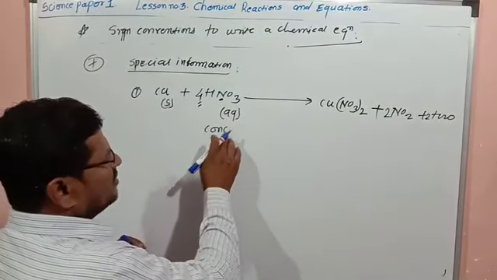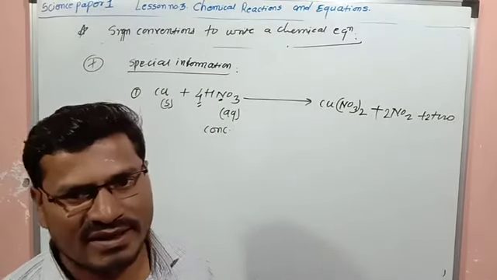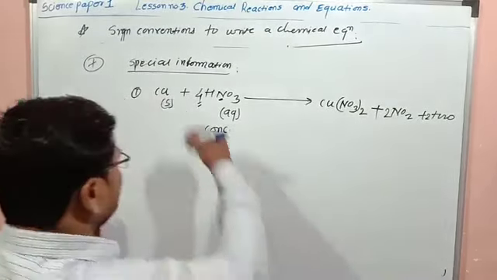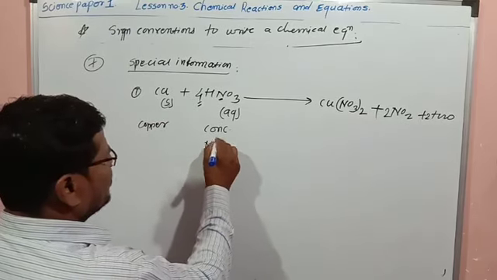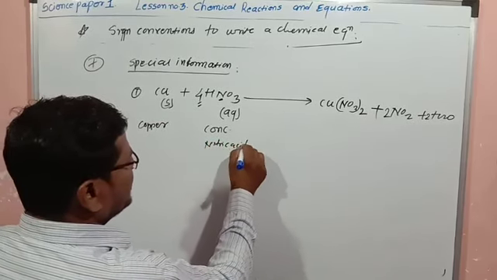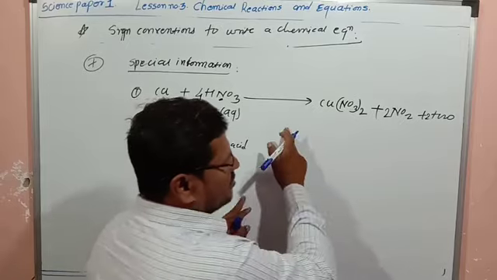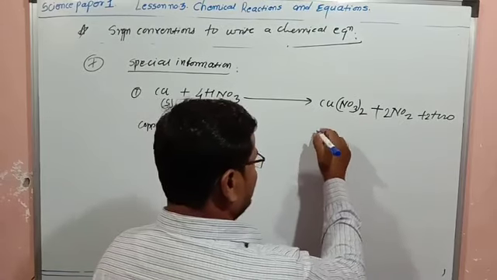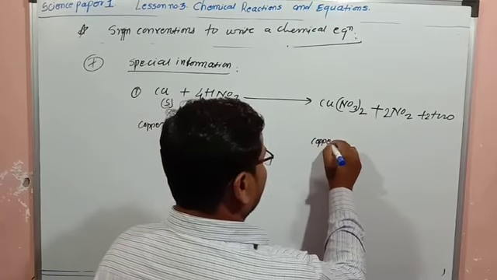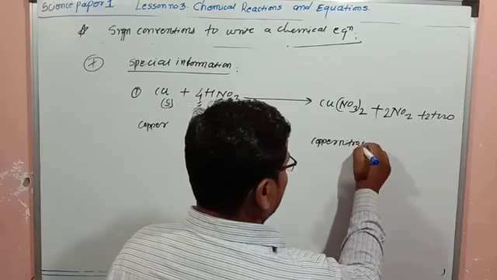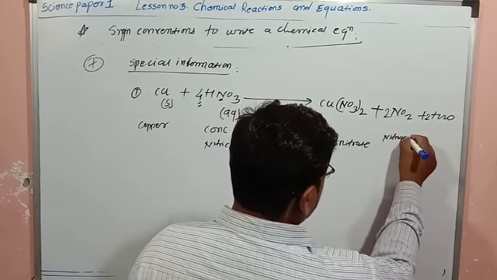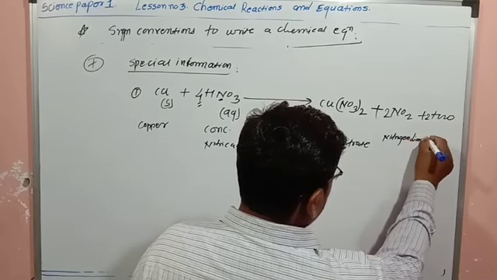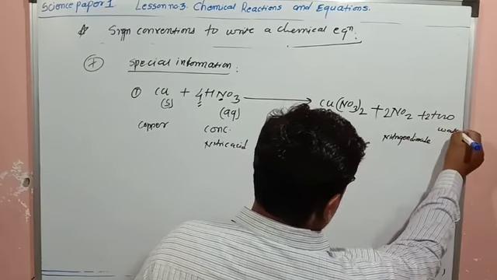So here you are taking concentrated nitric acid, and which product is formed? This one is copper, this one is concentrated nitric acid. Again an arrow is there, and this one will be copper nitrate, this one is nitrogen dioxide, and this one is the water molecule.